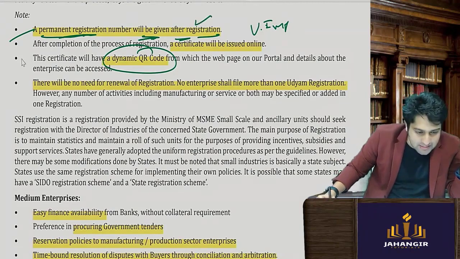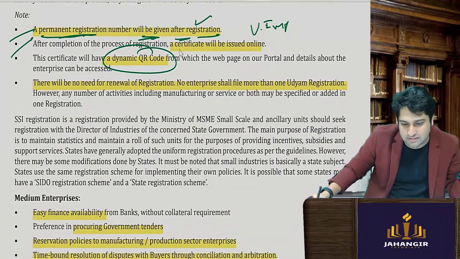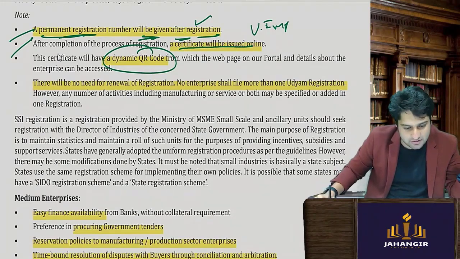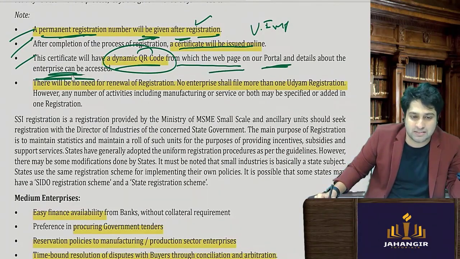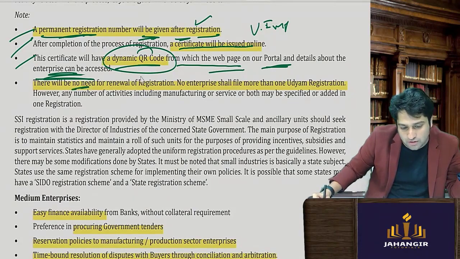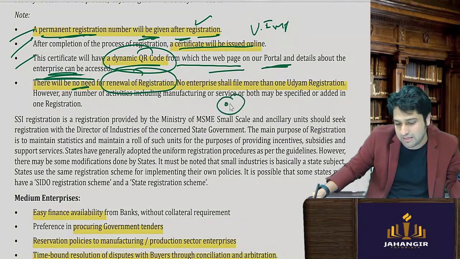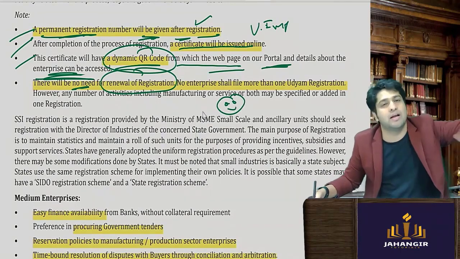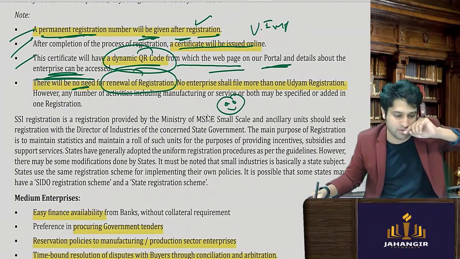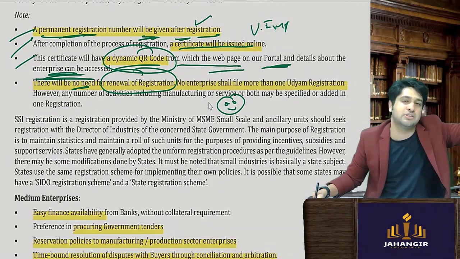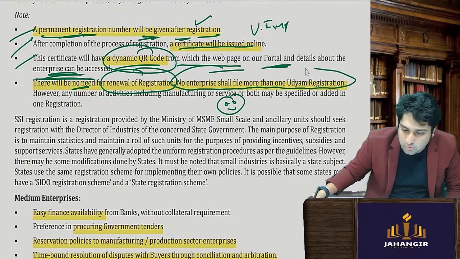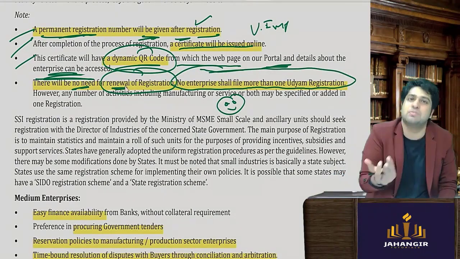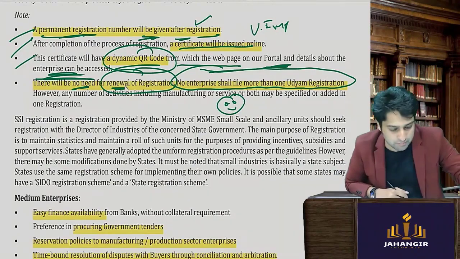Okay. Next, after the completion of the process, a certificate will be issued online. A QR code will be there from which the web page of the portal details of the enterprise can be accessed. There will be no need for renewal of the registration. So once I have taken it, whenever I want I can start the business, and I will tell you all also what course is there, from that talent catalyst which I thought I will do. No enterprise shall file more than one Udyog registration. There is no need for renewal, so it is lying there, I will use it sometime in the future.